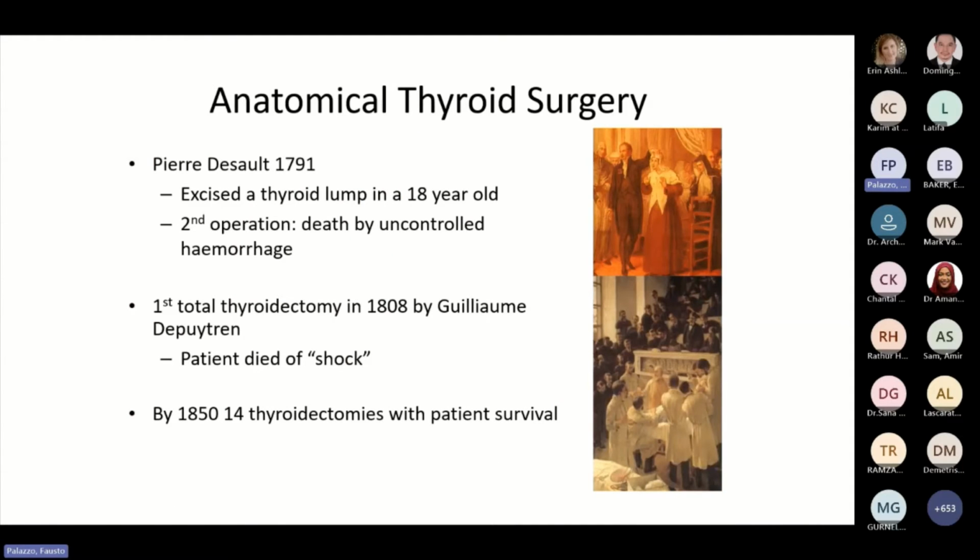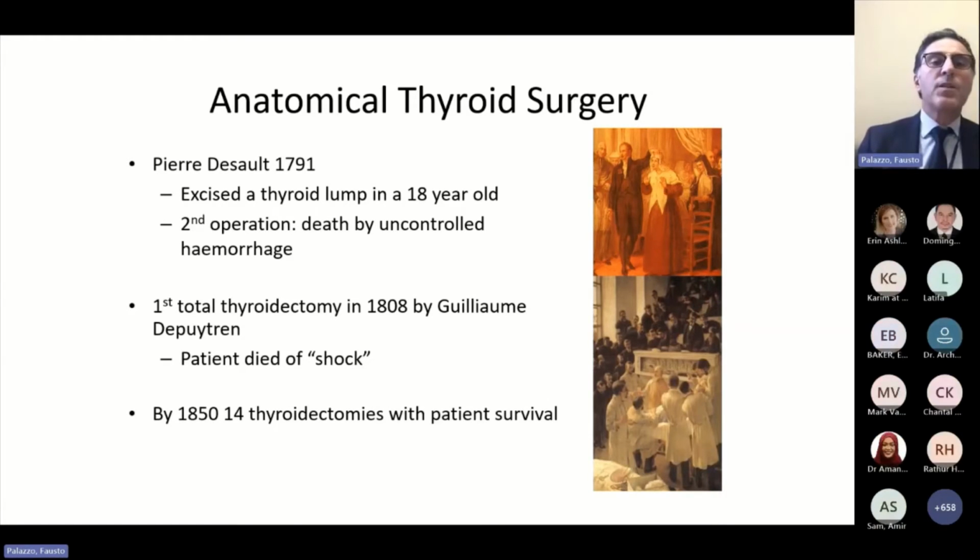So anatomical thyroid surgery started at the end of the 18th century, and the first anatomical thyroidectomy was performed by Pierre de Sceaux in 1791. And I think that his first operation can only be described as beginner's luck, because the patient survived. Subsequent operations ended with death. The first total thyroidectomy was equally with a bad outcome by Guillaume Dupuytren, who's more famous for the Dupuytren's contracture of the hand, and that patient died of shock.